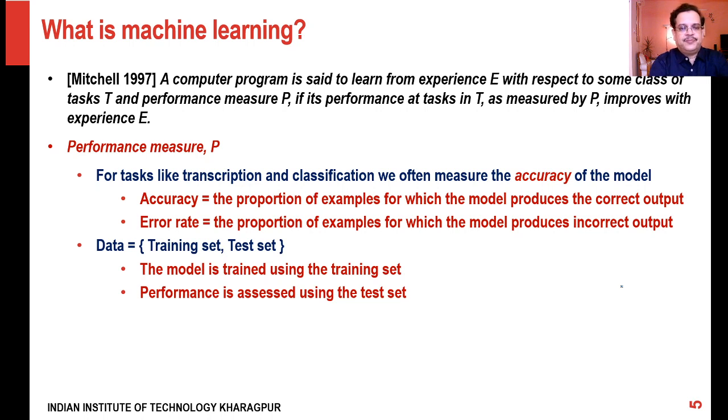Then we have the data. In the data we have the training set and the test set. So in a machine learning algorithm, as we shall see in the next few lectures, we start the machine learning by training it over a subset of the data which is called the training set.